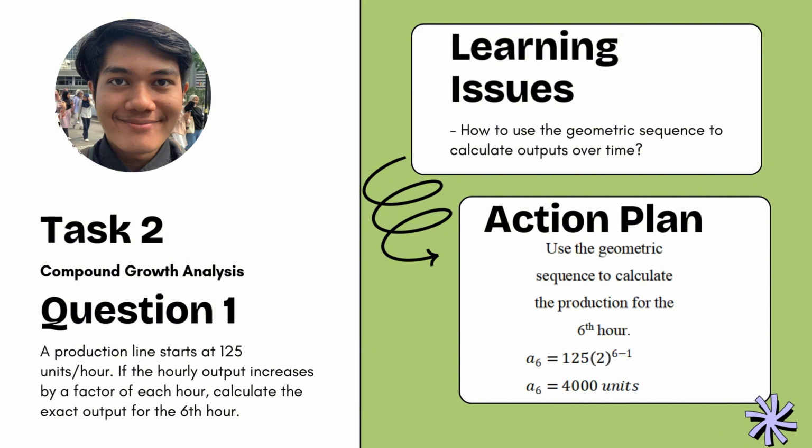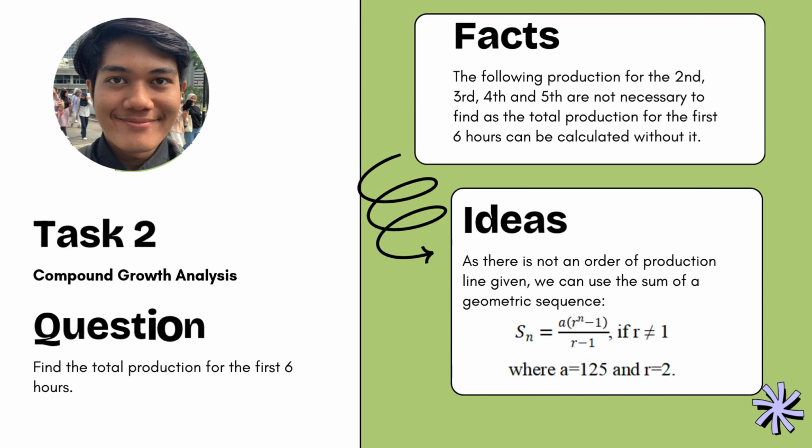From that, we get to know how to use the geometric sequence to calculate outputs over time. We use the geometric sequence to calculate the production for the 6th hour, replacing the variables: a_6 equals 125 times 2 to the power of 6 minus 1. From the calculation we get a_6 equals 4000 units. And we have completed question 1.